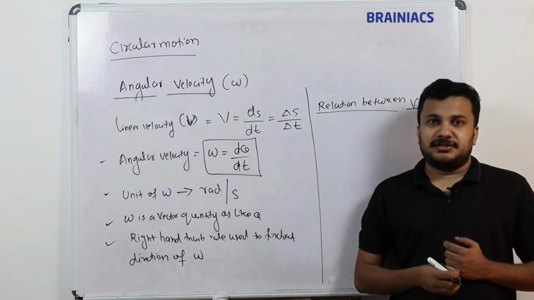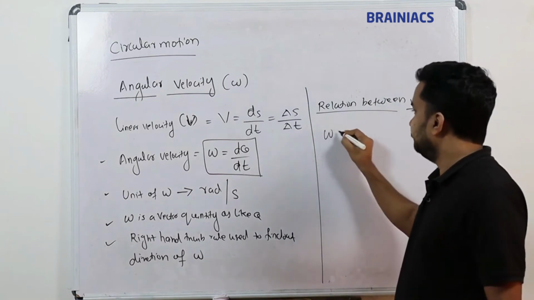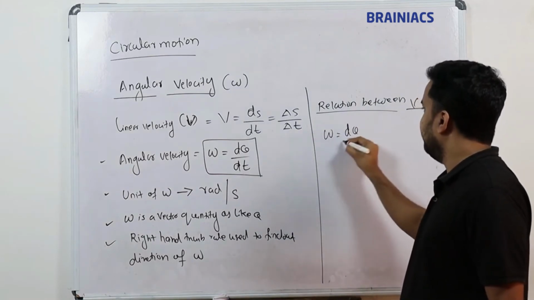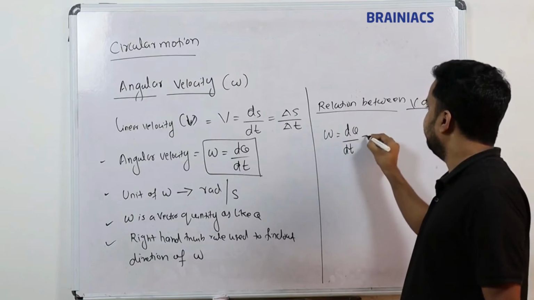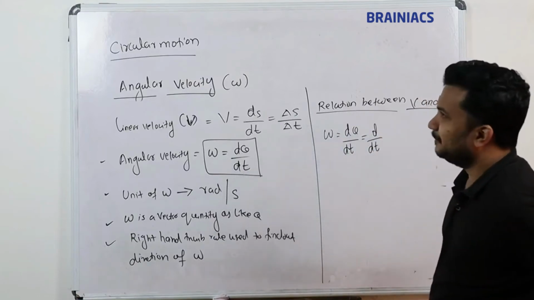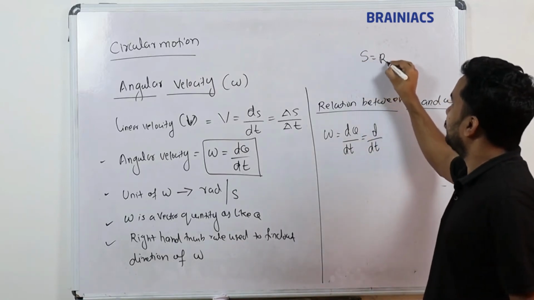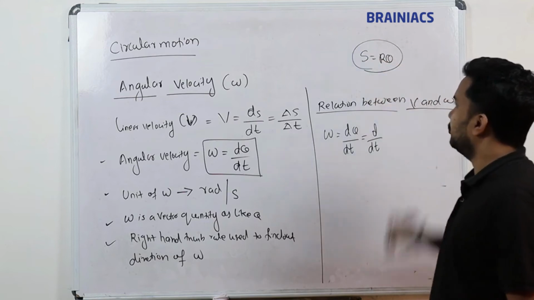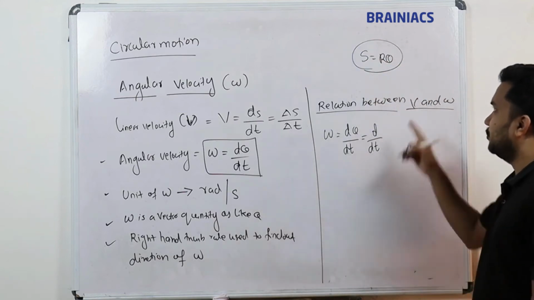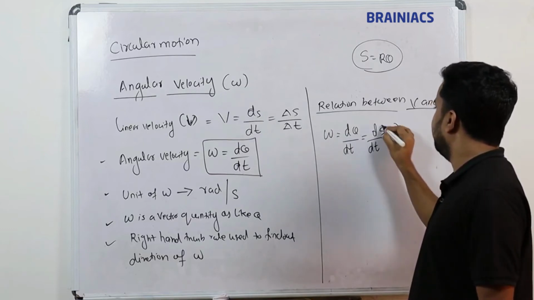V is linear velocity. Omega is angular velocity. We are going to find out the relation. What is omega? Omega is equal to d theta by dt. So d by dt of what is theta? Theta, in the definitions we already learned, right? S is equal to r theta. This relation we know. We substitute, so theta will be equal to S by r.